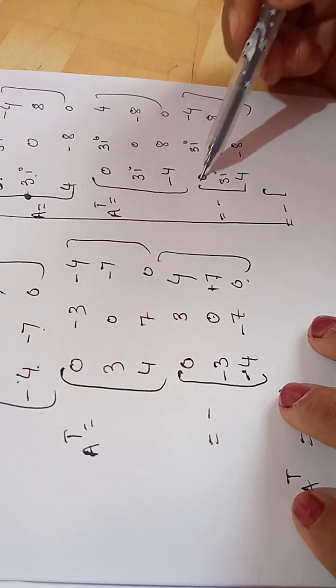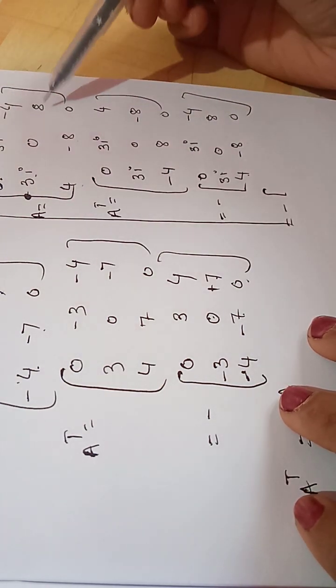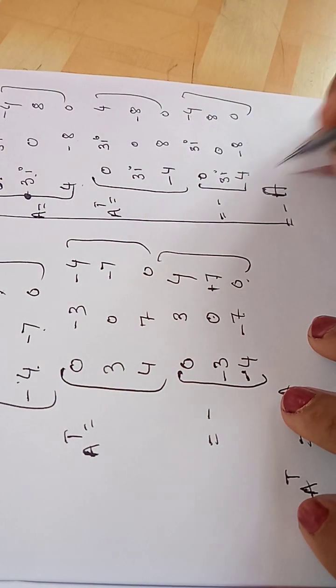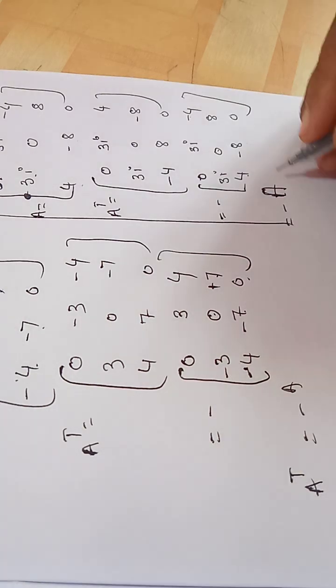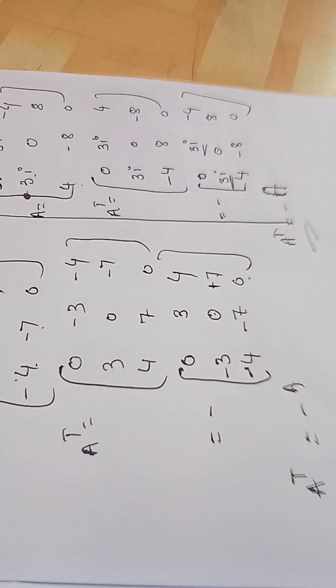0, 3i, 4; 3i, 0, minus 8; minus 4, 8, 0. Both are the same, which means this is nothing but A. So for A transpose, if we get complex numbers, then don't change them. Write as it is. Don't add any negative signs or minus signs. How it is there, you just write down.